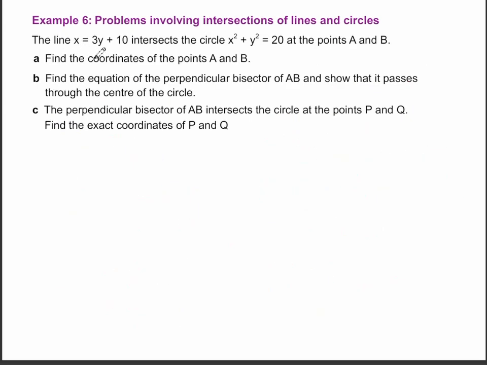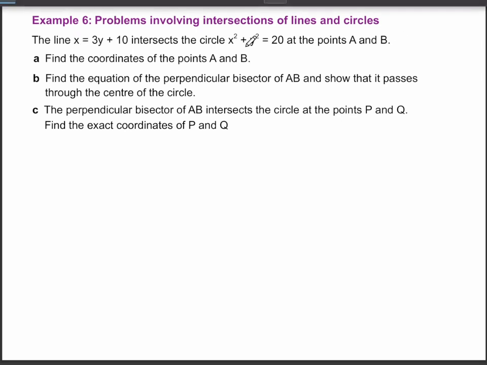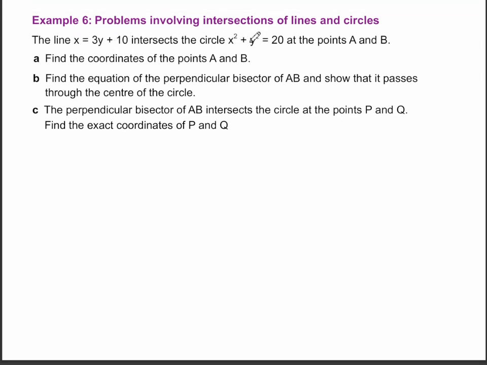Next, the line x equals 3y plus 10 intersects the circle x squared plus y squared equals 20 at the points A and B. Find the coordinates of the points A and B. Now remember, they are intersecting, and we did this in the first section: whenever you see intersecting, that means the x and the y are the same at a point. That's why they intersect, right? And so what we can instantly do is put this x into this x. So this thing right here, bring it here. We end up getting 3y plus 10 squared plus y squared equals 20.